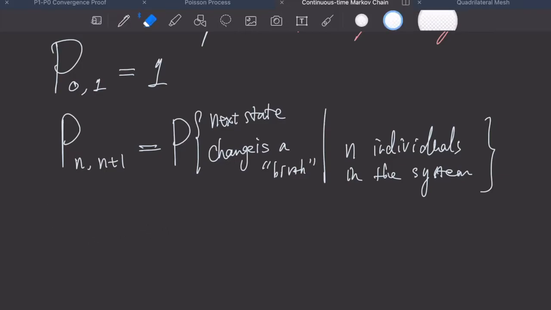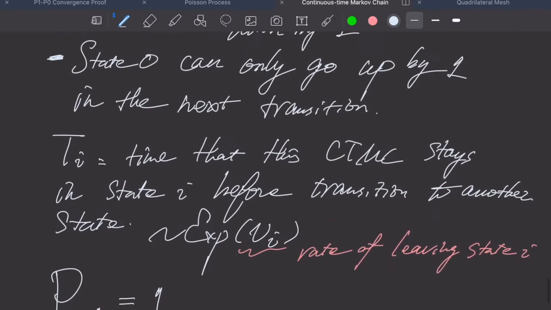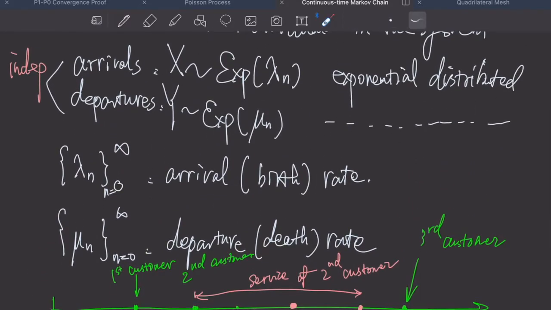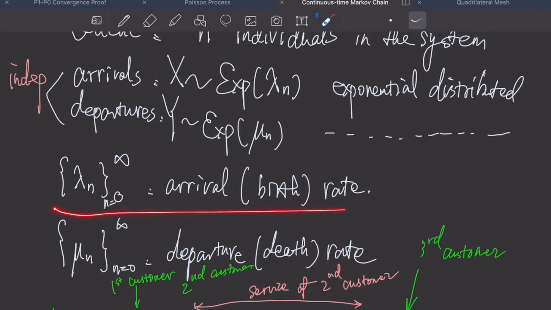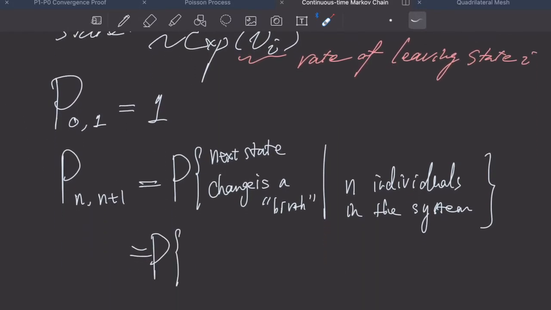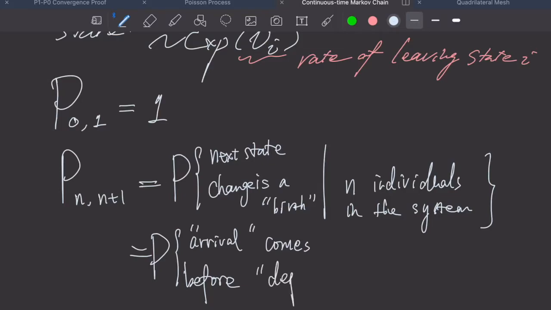Let me first erase this. What does it mean by next state change is a birth? Let's look back at the setting. We have two processes. This is like a Poisson process, and this is another Poisson process, but it's like a decreasing Poisson process. These two are independent, which means if we would like our next state change to be a birth, we want the arrival to come before the departure.